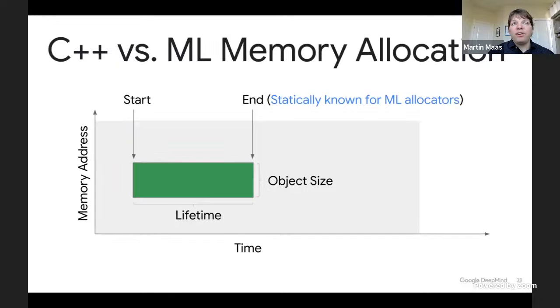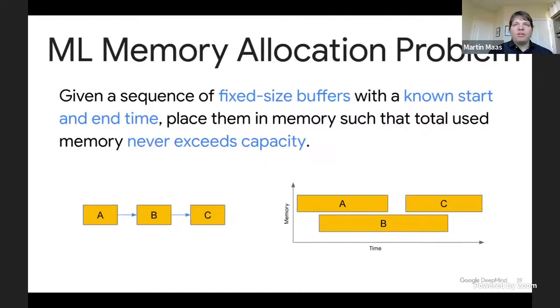Now, this actually looks very similar to the C++ memory allocation problem that I showed you earlier. And in fact, it can be visualized in the same way. Once again, the x-axis is time, the y-axis is the location in memory. But the main difference is that in the machine learning case, we actually know the start and end time statically. We don't need to predict it. We already know exactly the time when the buffer will be created, and we know the time when the buffer will go away.